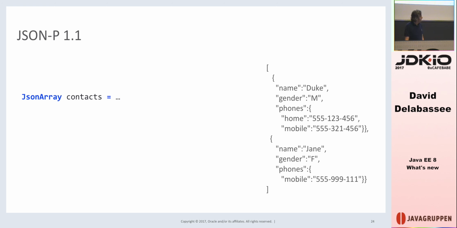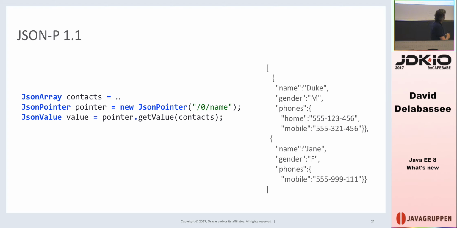If we look at how it works, I have a contact JSON-P object whose representation is on the right side. To use the JSON-P API, I just need to create a pointer. In this case, my location is /0/name, which means the first object, so index is 0, and then in that object I want the key value whose key is name. In this case, we are talking about Duke. Now I have my pointer, so I need to do something with it. In this case, I will just get the value of that location. What I will get in return is Duke.